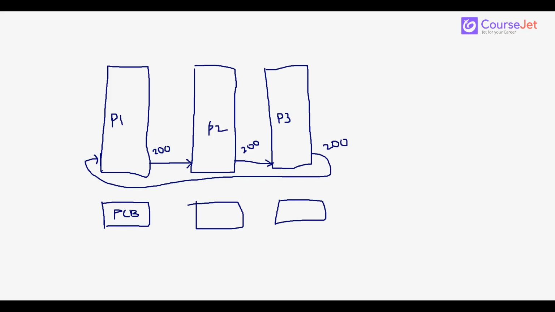And these PCBs are maintained as nodes in a linked list. This is maintained as a linked list, nodes in a linked list, and this list is called the running queue. And this is maintained by the process management subsystem.